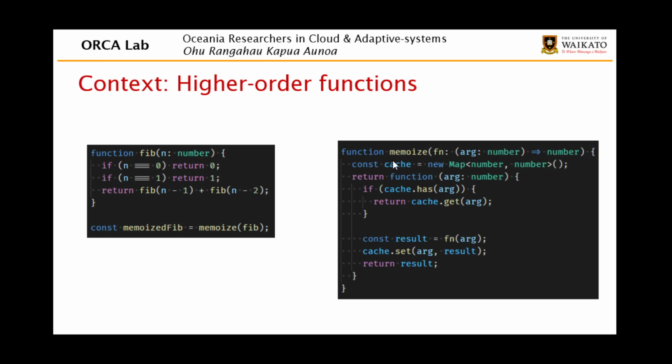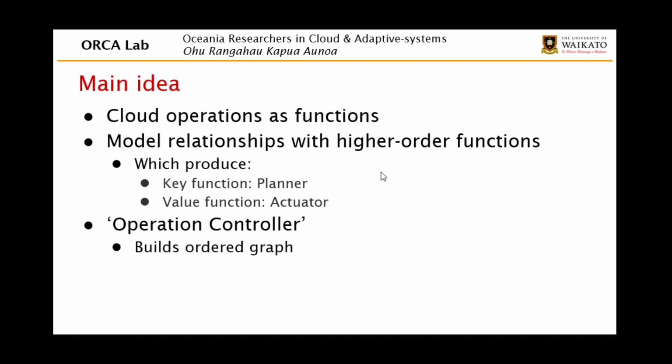And so we call memoize a higher order function because it's operating on functions as opposed to regular values. This is a very important concept to understand when we're talking about this new approach, which is called upscale. And in upscale, cloud operations are modeled as a series of higher order functions.